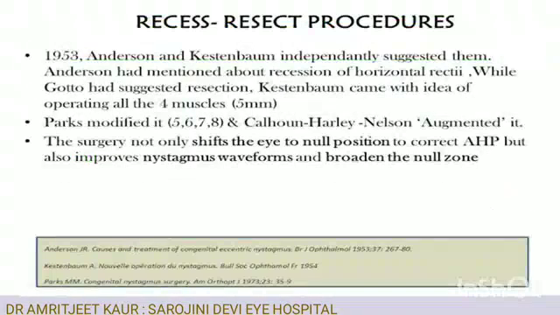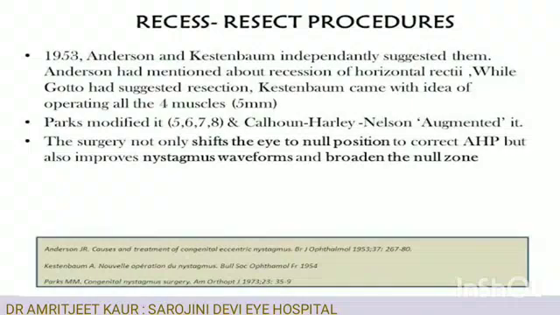Briefly about the history, Anderson first suggested recession of the horizontal recti muscle. Goto said, "Let us do only resection." Later, Kestenbaum came with the idea of operating all the four muscles and doing resection and recession all at once. How much should we recess or resect was given by Park, and Park's 5678 formula. Later, Calhoun, Harley, and Nelson augmented this formula.